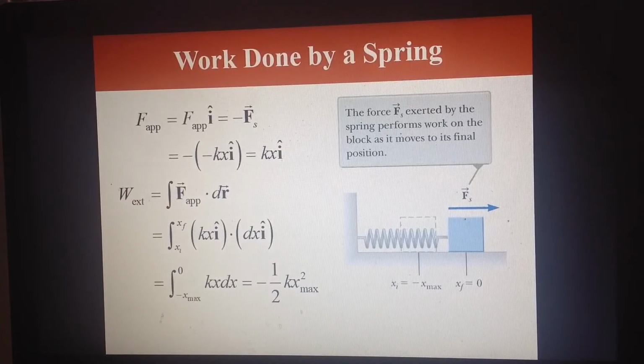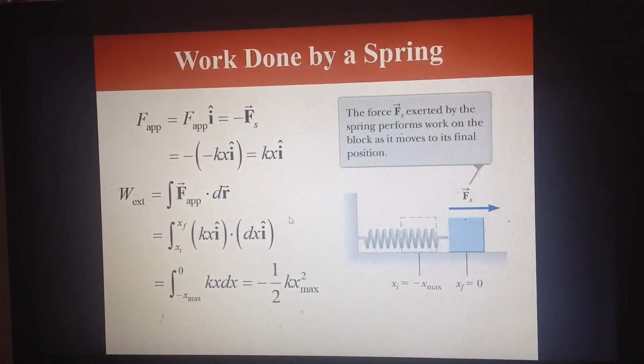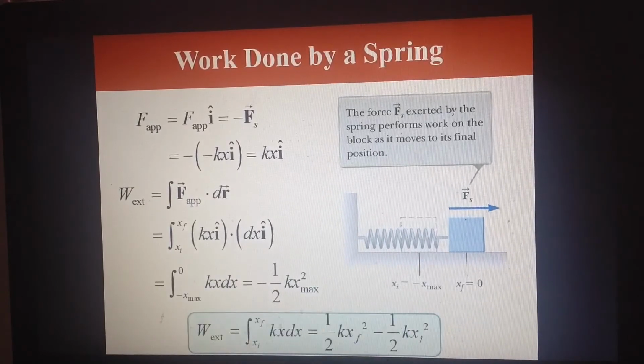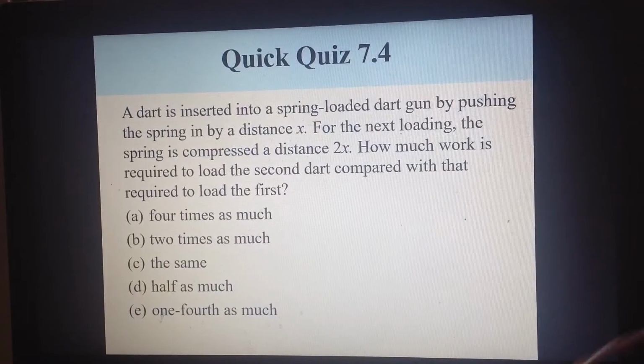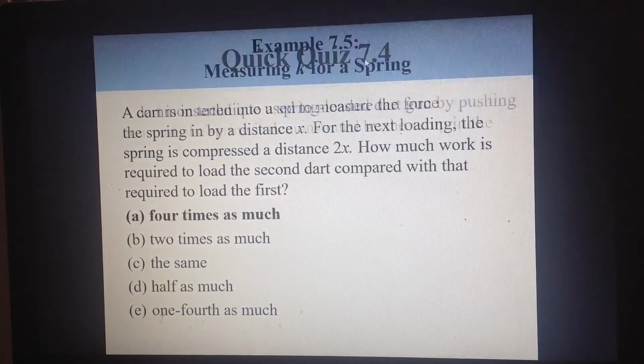Now, this is also the same example right here. If you just use calculus and we integrate the applied force from x initial to x final, in this case my x initial is negative x max and my x final is 0. So you get negative 1/2 k x max squared. All right. Okay, I'm going to let you guys also look at this quiz number 7.4.